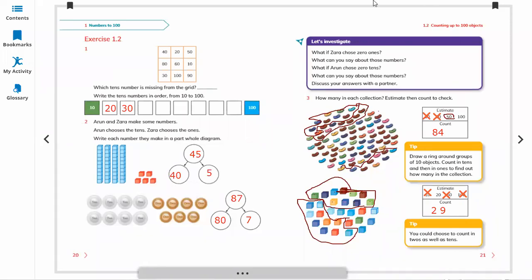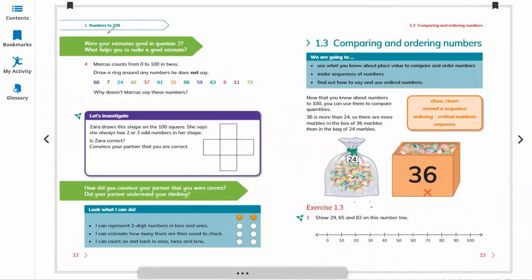So complete your books till question number 3, and let's move on to the next question. That is question number 4 of your learner's book, page number 22. Open page number 22. So question number 4. Where were your estimations good in question number 3? What helps you to make a good estimate? Marcus counts from 0 to 100 in twos. Draw a ring around any number he does not say.